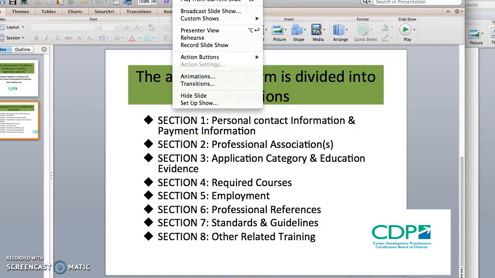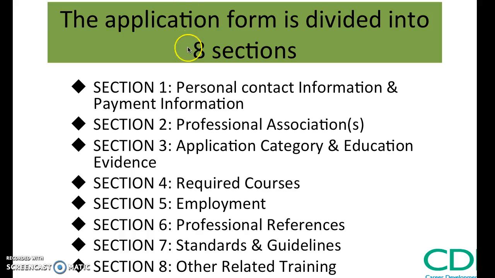When you're finished with these first 2 sections and you're ready to move on, the next video will be on section 3, application category and education evidence, and section 4, required courses. Remember to consult the sample applications on the website if you have questions. And please feel free to contact us at any time in the process of doing your application if you have questions that are not clarified by the sample application.